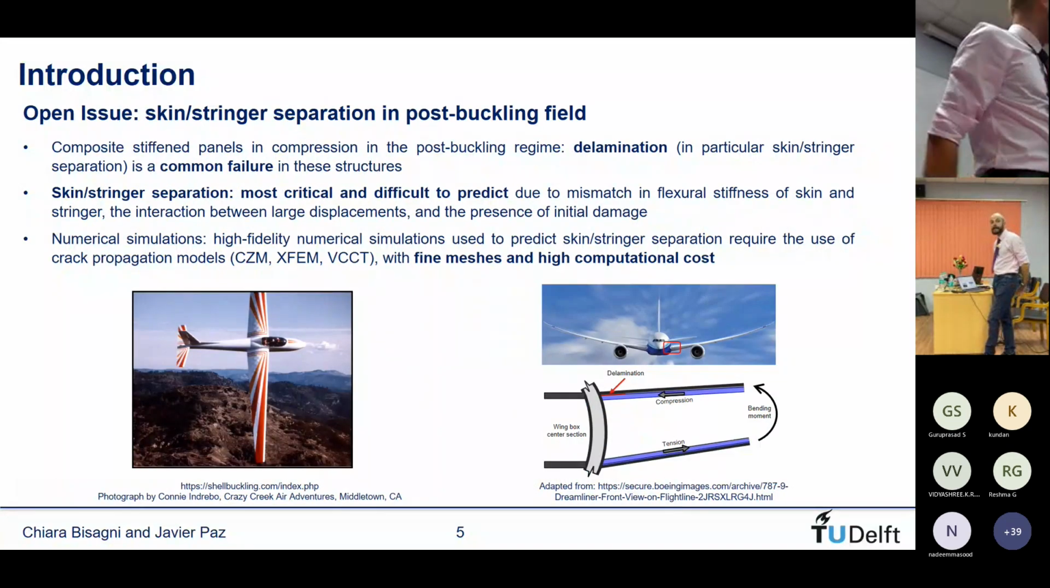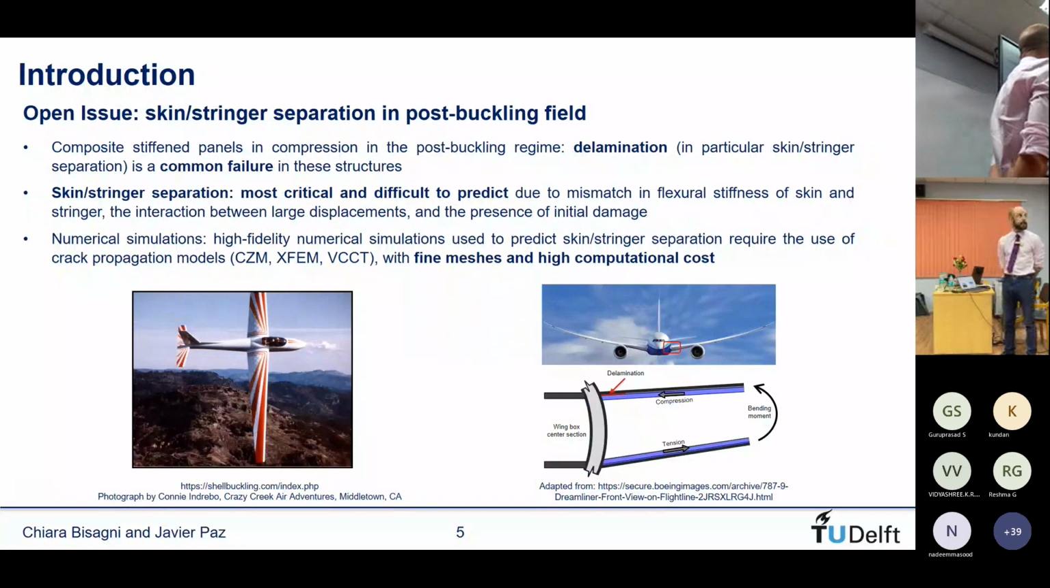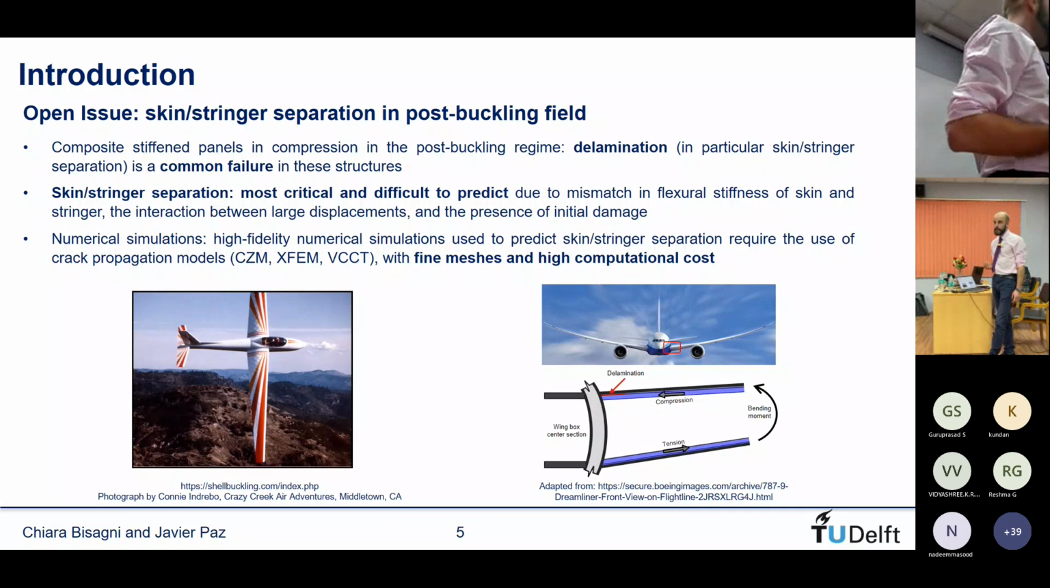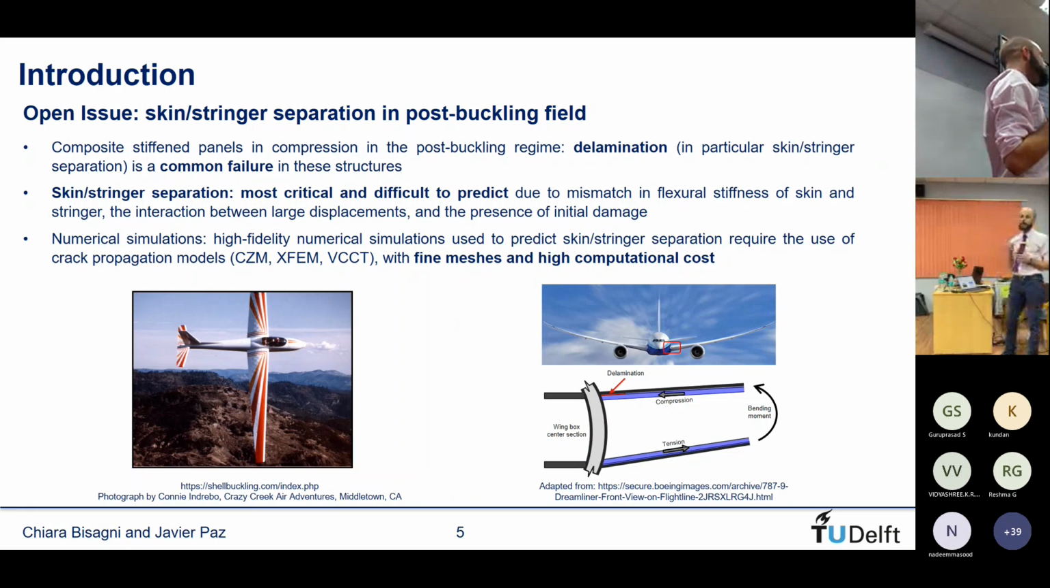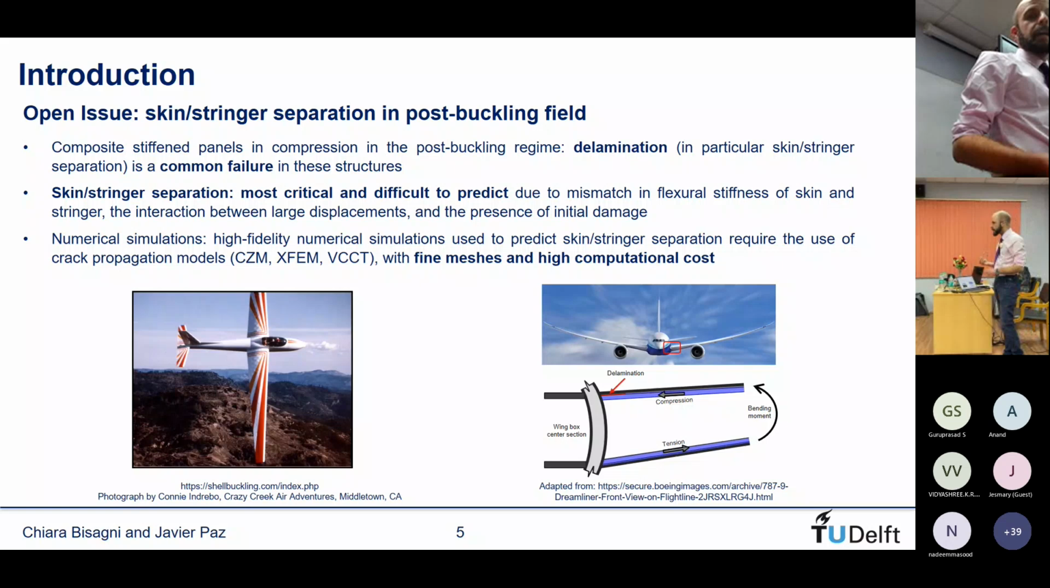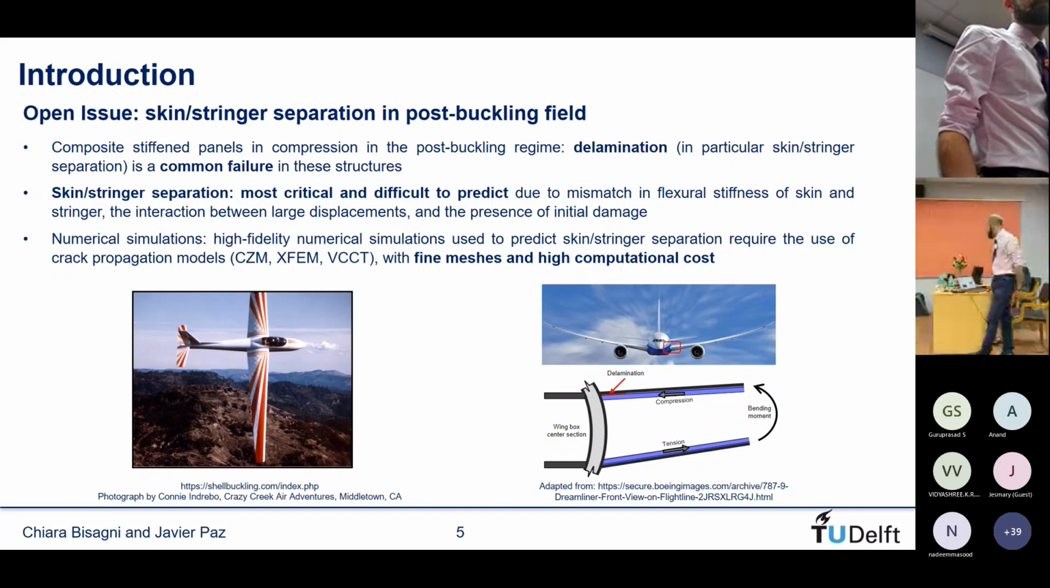As we said, the issue with this topic is that delamination, and in particular skin stringer separation, is very hard to predict and is a common failure in these structures. It's very critical, and one of the reasons in the compression regime is that there is a mismatch in the flexural stiffness of both components, and the interaction between that, the large displacements, and any initial damage makes it difficult to predict what's going to happen with this structure.